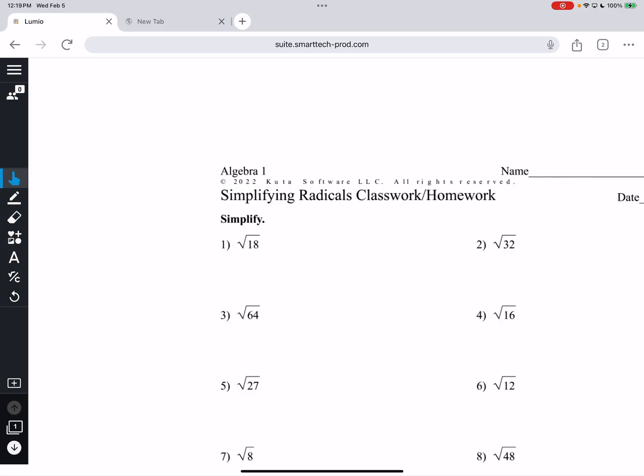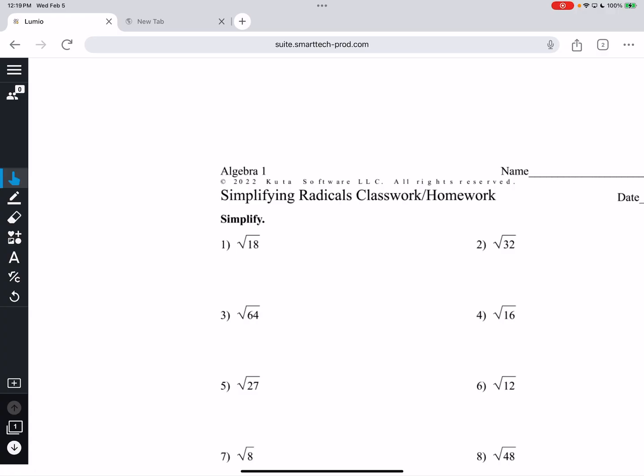Break it down into factors. Now, what we're looking for is perfect square factors so that we can remove parts of them. So sometimes we're going to remove everything and we won't have anything left under the radical. But sometimes we'll remove one number, sometimes two, sometimes three, depending on the number.